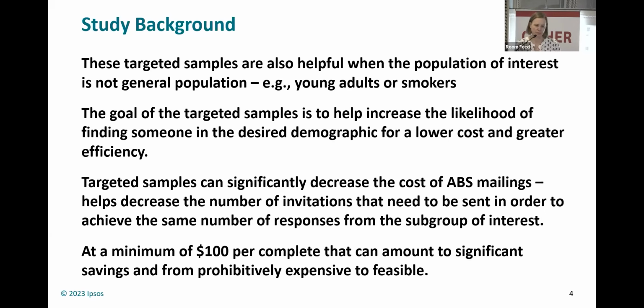And targeted samples can also be really helpful when the population of interest is not general population. So we've been asked to build some custom panels looking at young adults or smokers. And so this information makes a study that maybe would be prohibitively expensive to do, because the incidence of the population that we're really interested in is so low. We have to mail out so many packets that if we can find a way to increase the likelihood of finding someone in that target demographic, we can send out more mailings.